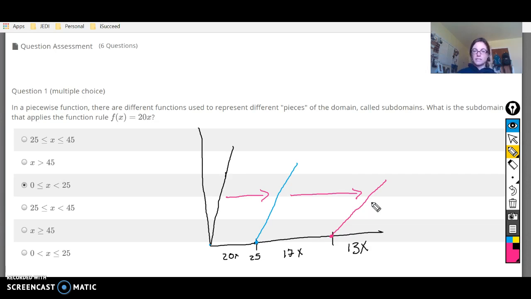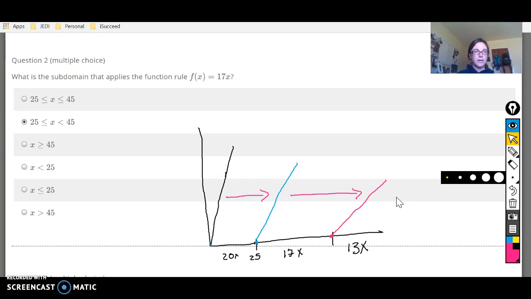Each of these little intervals is a subdomain, and they want to know what's the subdomain of 20x. Well, that subdomain is 0 is less than or equal to x, which is less than 25. We can't have less than or equal to 25, because if we go to 25, then we jump into that new price range.